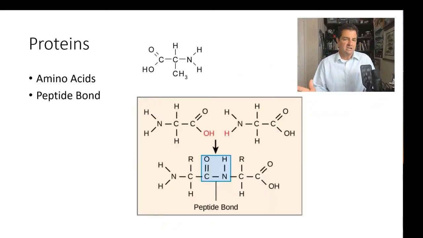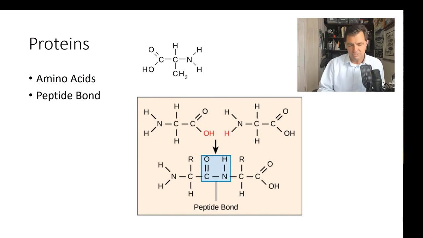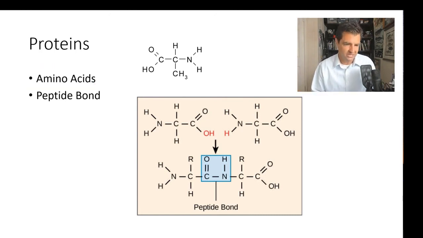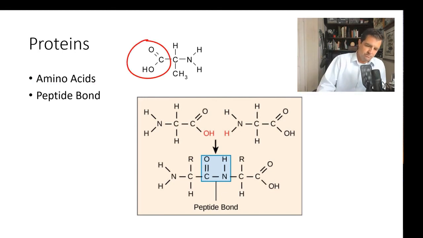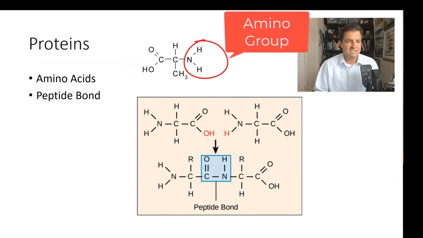Okay. Next group is we have proteins, and proteins we'll go into more detail on as we talk about how they function. Basically, proteins are made out of smaller monomers, small subunits called amino acids. And amino acids are molecules that have a carboxylic group and an amino group. And you can see that here and here.